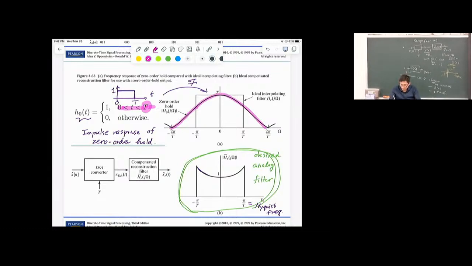So simply because here we have concave down, here we need concave up, so that when we multiply the reconstruction response with the Fourier transform of zero order hold, the result becomes a constant. That's the thinking behind the design. Okay, that clear?